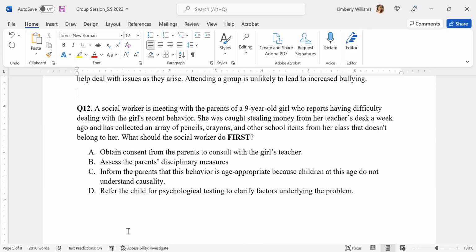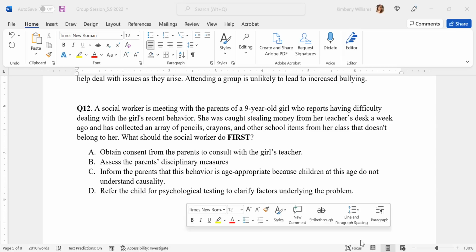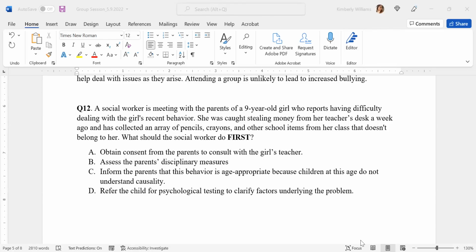A social worker is meeting with the parents of a 9-year-old girl who report having difficulty dealing with the girl's recent behavior. She was caught stealing money from her teacher's desk a week ago and has collected an array of pencils, crayons, and other school items from her class that don't belong to her. What should the social worker do first?